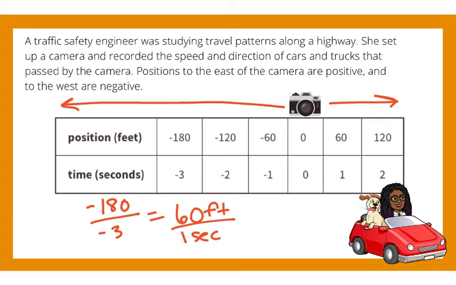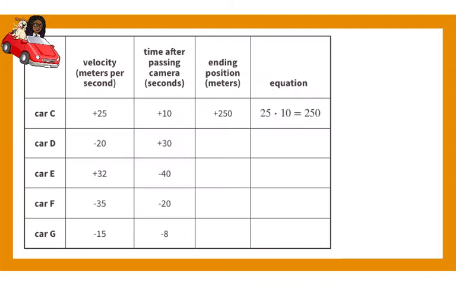And we can see this illustrated between each of these situations. If I multiply my time by my velocity in each of these situations, I'm going to get my position. So that's what we're going to practice on this next slide. We have our velocity for car C is 25 meters per second. It's been 10 seconds since we've passed the camera. So what would our ending position be? Well, if we're traveling 25 meters every single second and 10 seconds pass, we need to multiply our velocity times the time. That's how we get our ending position right here, this positive 250.